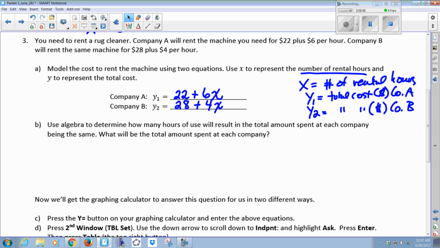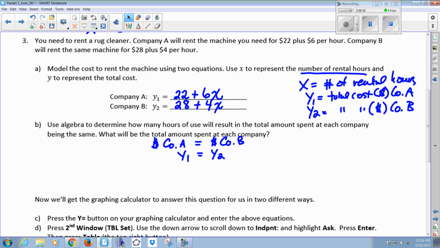So let's take a look at how we would use algebra to determine how many hours of use will result in the total amount spent at each company being the same amount. So what will the total amount spent at each company be? First we need to find the number of hours, that's x, that will make both of these costs equal. We want to find the value of x that has the cost for company A equal to the cost for company B. So that means, when does y1 equal y2?